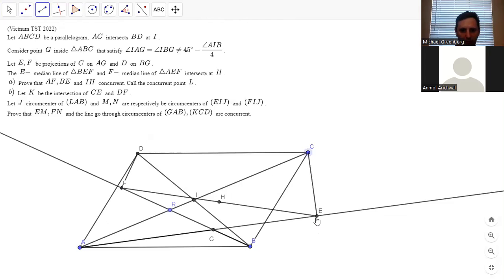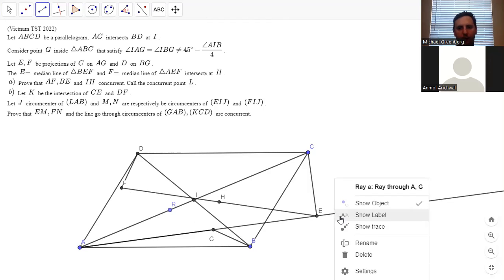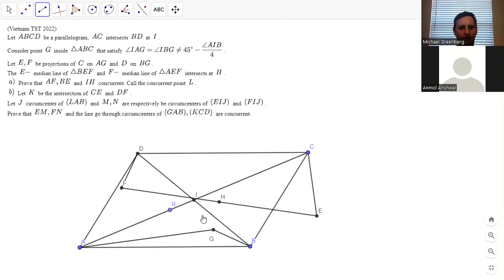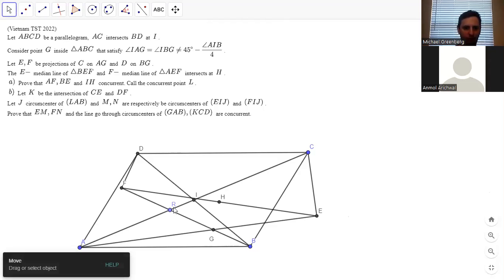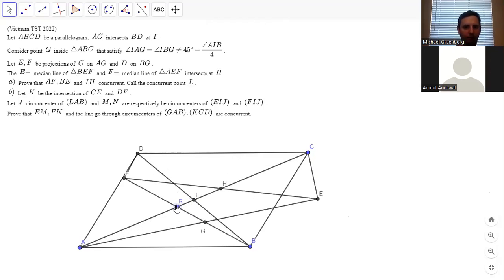Let's see. But maybe part A is doable. Let's just look at part A. I don't know for sure, maybe it is hopeless, but let's give it a try. This almost looks isosceles, this triangle. I wonder if that's true. No, it's not true.